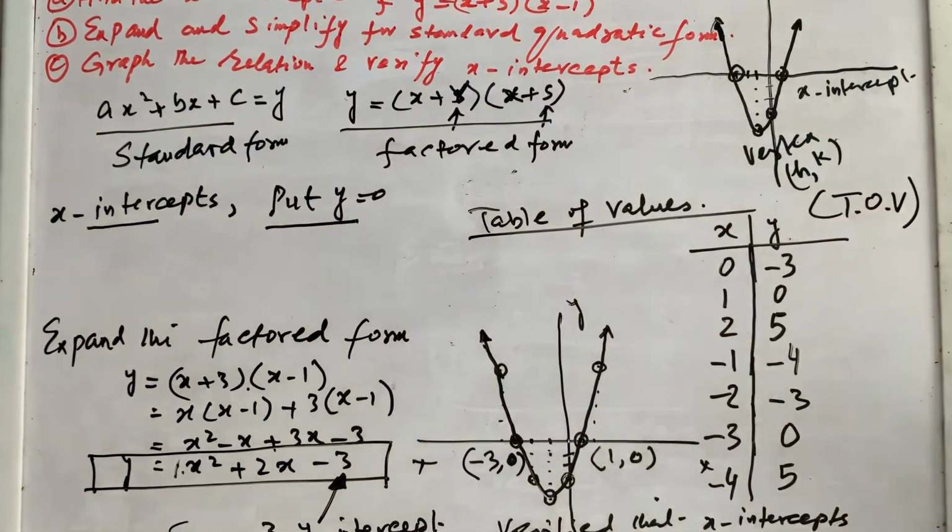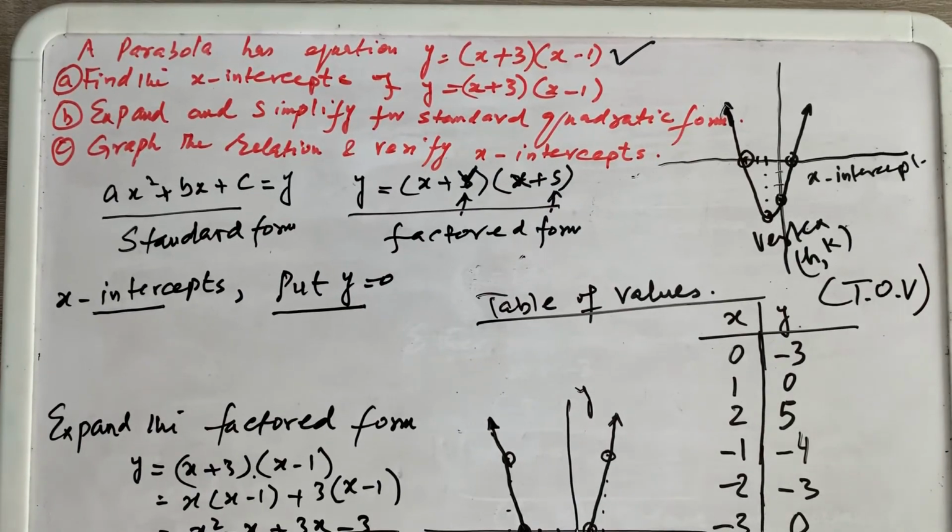So this is how we deal with it in terms of the table of values. And the graphs are the same, right? Both graphs we draw with the help of the table of values to prove that my x-intercepts are correct. And if we have x-intercepts and we have the vertex, we can also draw the graph.